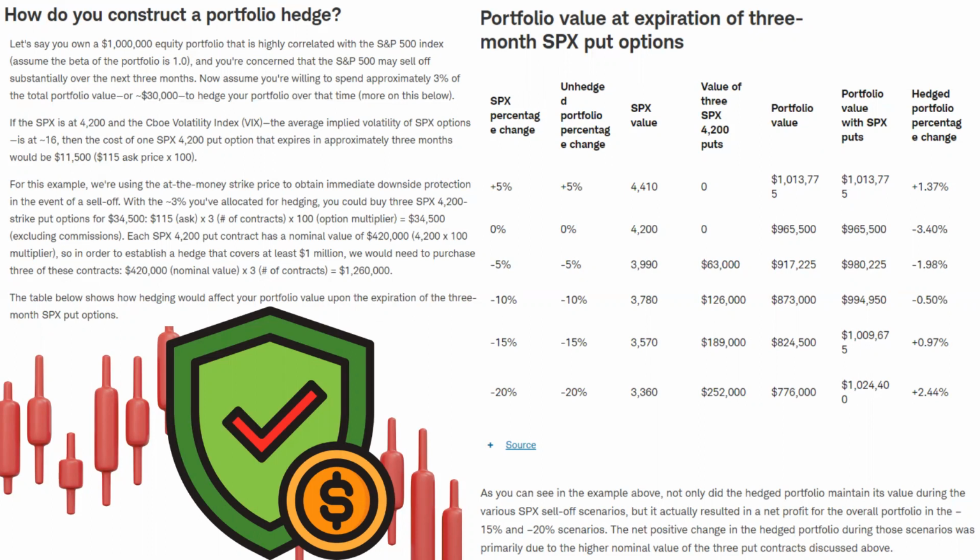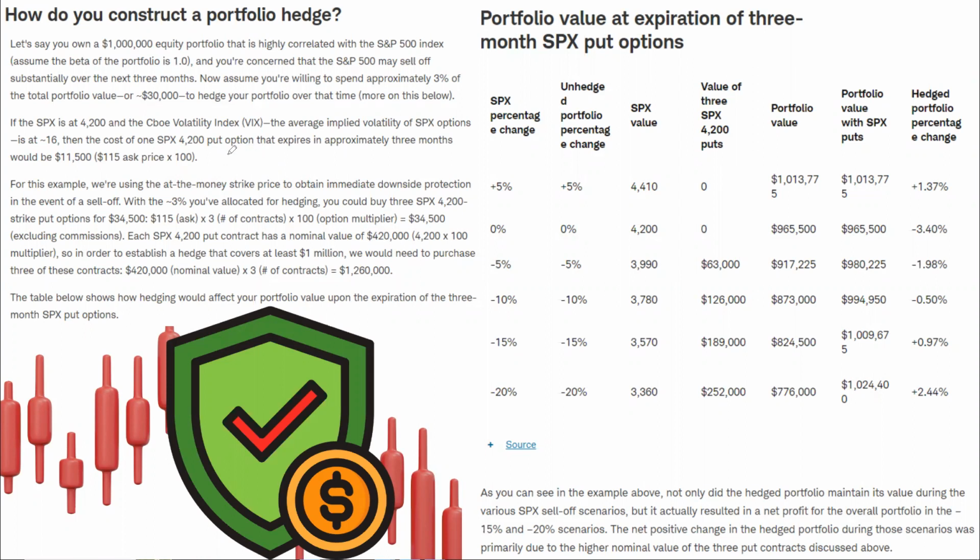If the S&P 500 is at 4,200 and the VIX is at 16, the cost of one 4,200 SPX put option that expires approximately 3 months from now would be about $11,500. For this example, we're using an at the money strike price. At the money means that if the SPX is at 4,200, then the put option you're going to get is at 4,200. An in the money put option would be something higher than 4,200, like 4,400 or 4,500. And an out of the money put option would be something like 4,000.